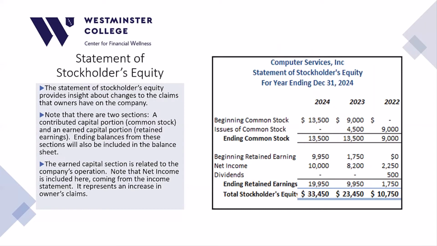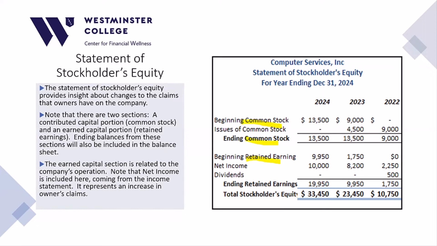The statement of stockholders' equity focuses on the changes to the equity claims, which are shown in the balance sheet. The two types of equity claims are contributed capital and earned capital. So contributed capital, that's where people are contributing money and buying into the dream of the company. So they're buying stock. So that would be shown in this common stock area right here. The earned capital is shown in the retained earnings area. So here we have our retained earnings down in this area.